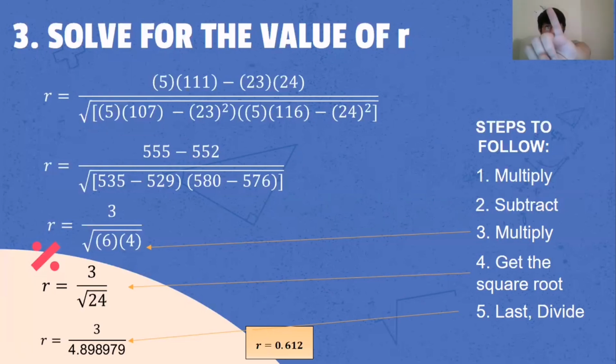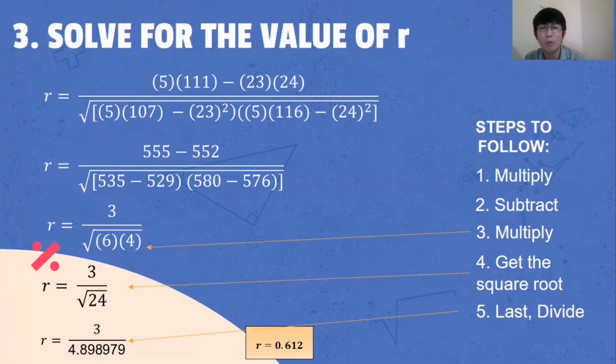The first step will be fill in the table. Second step, substitute the values on the given table. And number 3, solve for the value of R. In order for you to solve for the value of R, we just need to follow the steps. Number 1, multiply. Number 2, subtract. Number 3, multiply the denominator. Number 4, get the square root. Number 5, the last one is divide. We now have the value of 0.612.